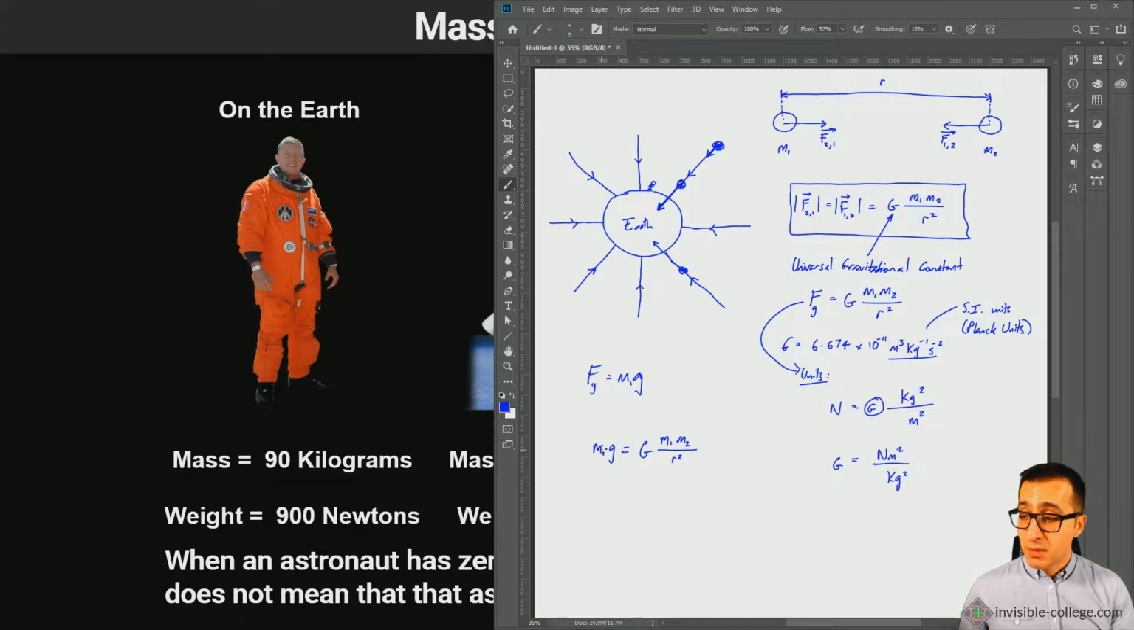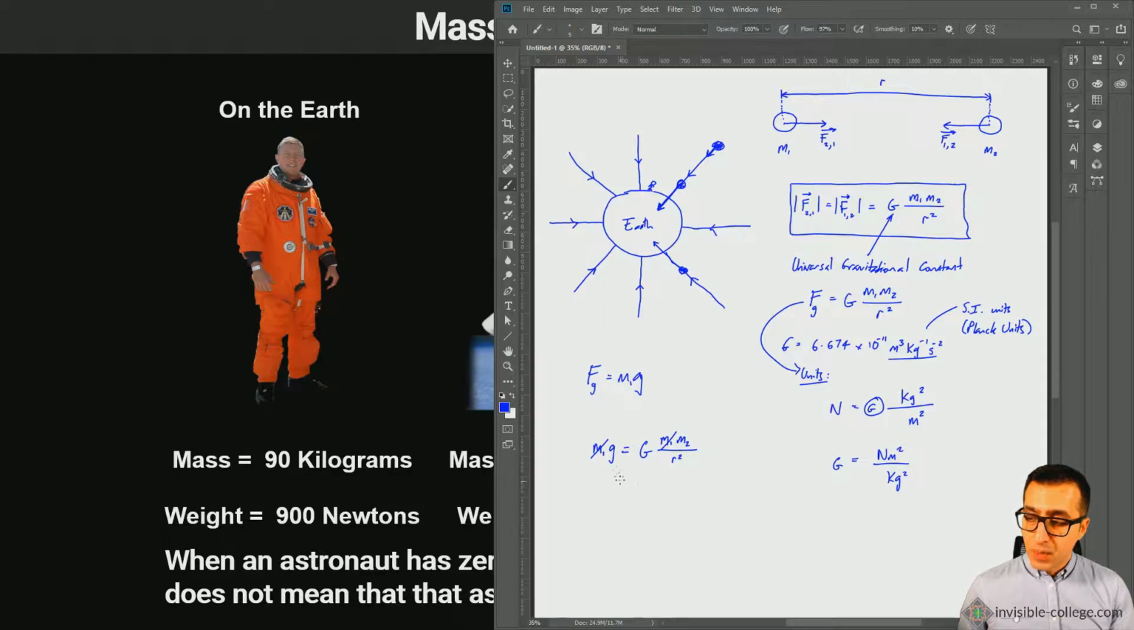So we can see here that my mass m1 appears on both sides of this equation, so we can cancel that out. So let's take a look at this a little bit more closely now. The acceleration due to gravity near the surface of the Earth is going to be given by these terms here: the mass of the Earth, and the distance between the center of mass of my body, my belly button, and the center of mass of the Earth, squared.